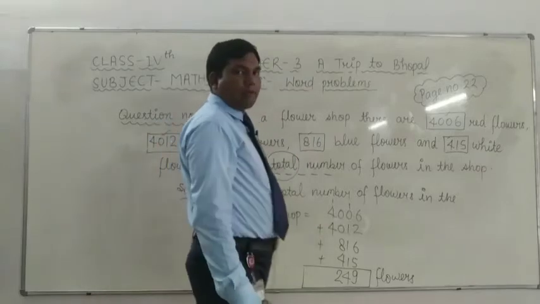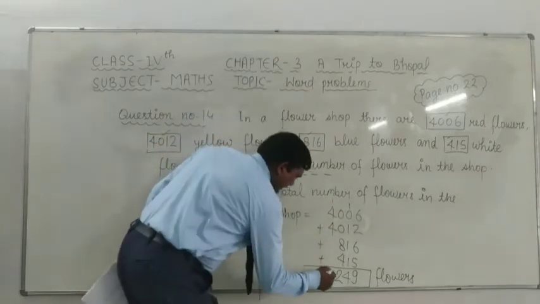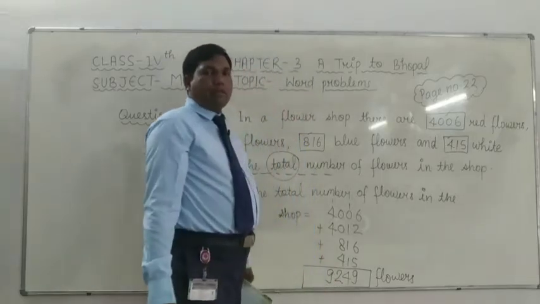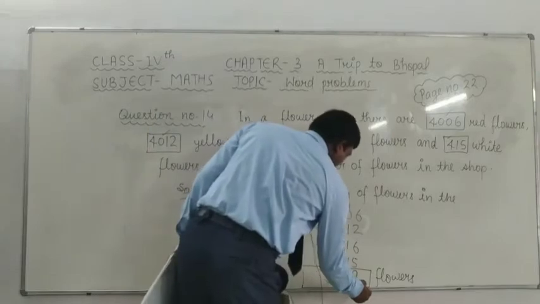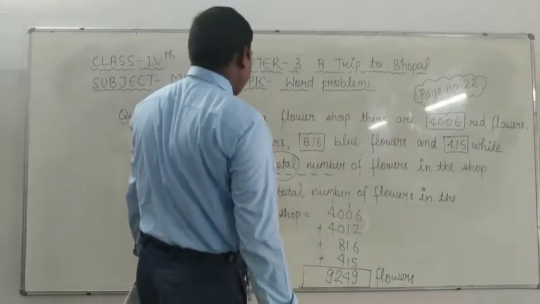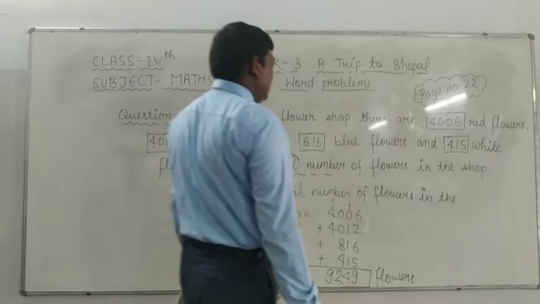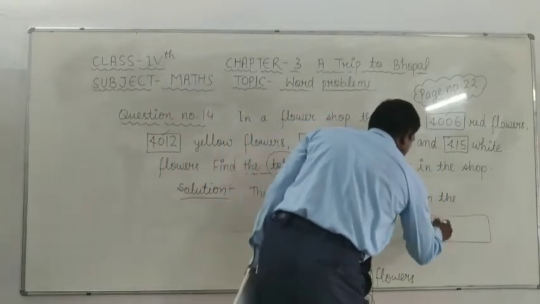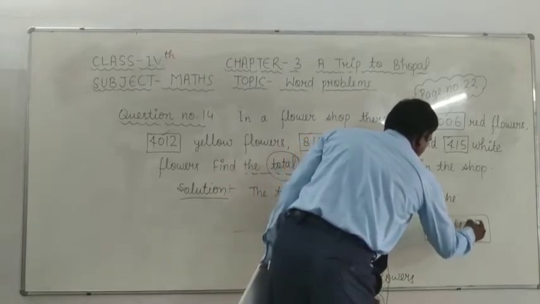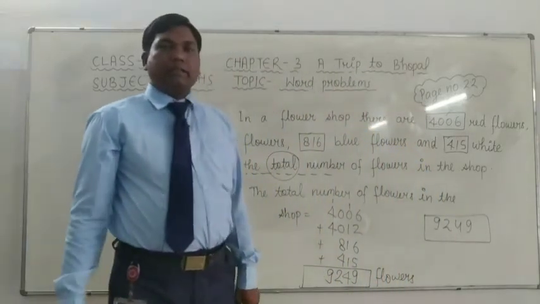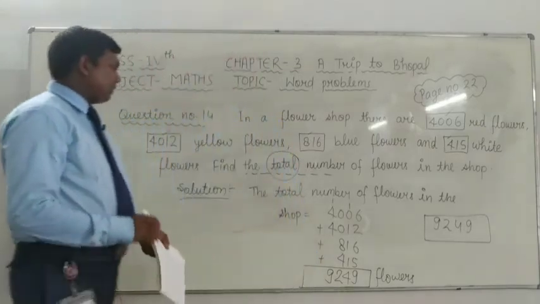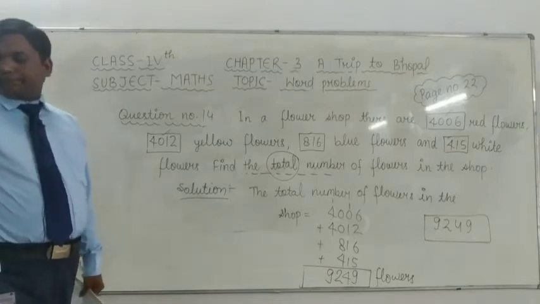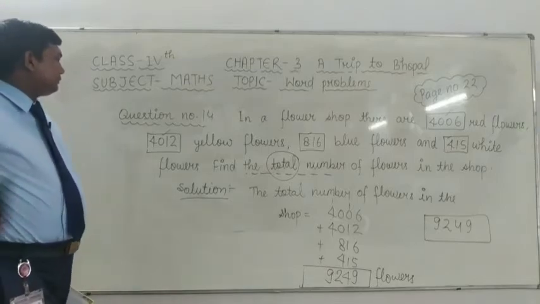4 plus 4 is 8, 8 plus 1 is 9. After adding these we get 9,249. It means that the total number of flowers in the shop is 9,249. Understand? Dear students, if you have any doubt in this question, please ask me on my personal WhatsApp number. Okay, now read this.